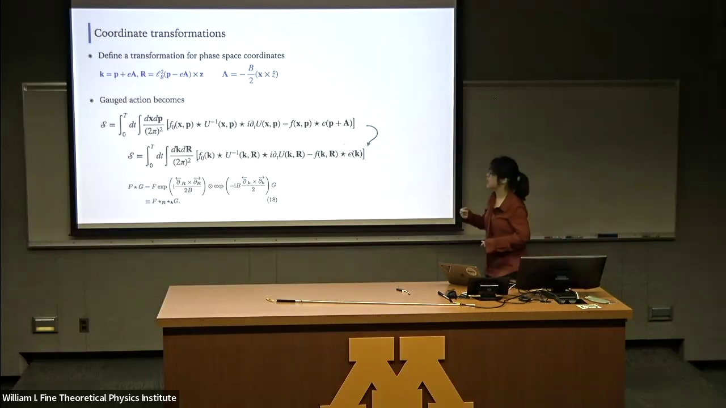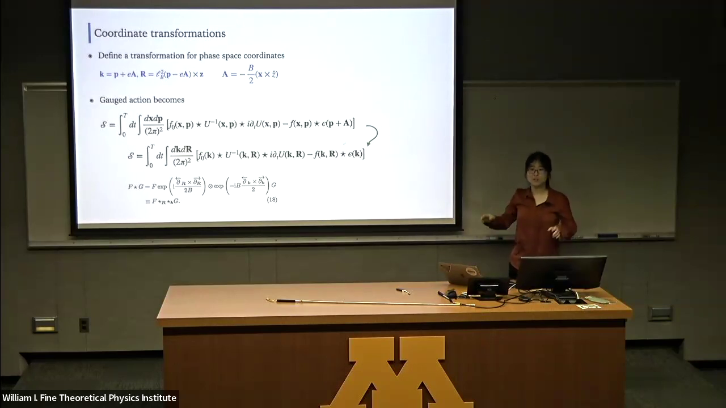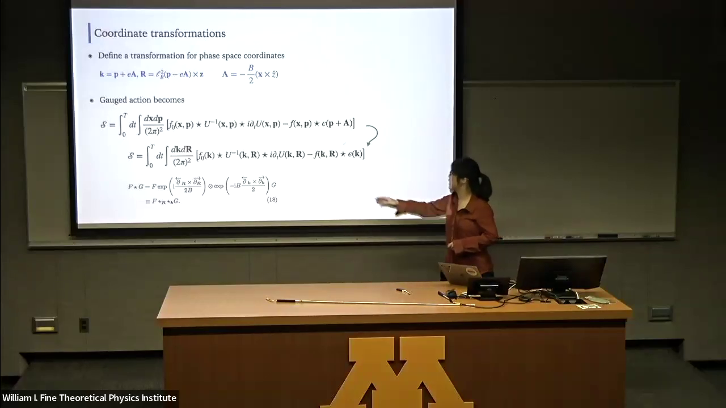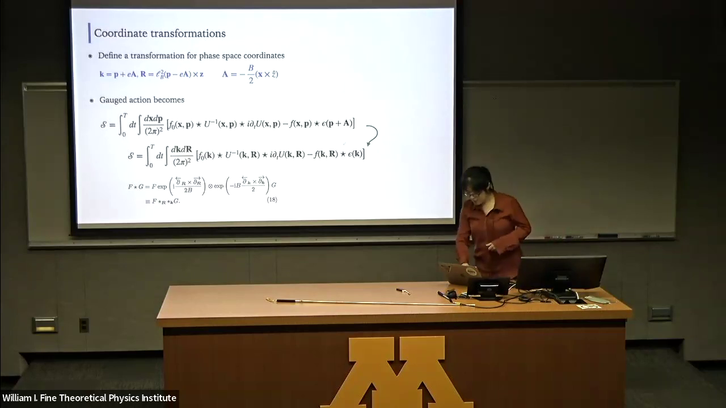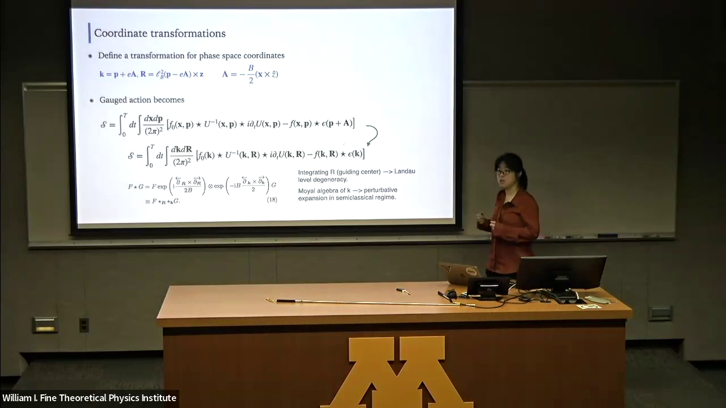And next, we considered what happens when there is a magnetic field. We essentially couple this action with an external gauge field and ask how to solve this problem. It's not a trivial problem to solve in the original free space coordinates x and p. As we can imagine, they are not good coordinates as a starting point when there is a magnetic field. What we find is that we can replace these free space coordinates with the mechanical momentum k and the guiding center coordinate r. With that, we found that it's much easier to deal with. By integrating the guiding center coordinate, we find the Landau level degeneracies. And by dealing with the Moiré algebra of the mechanical momentum in the semi-classical regime, we can do perturbative expansions to this action and get interesting results.